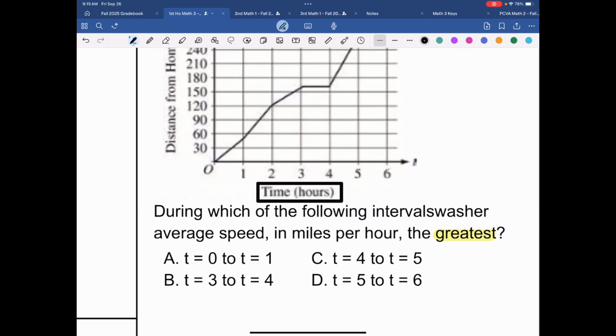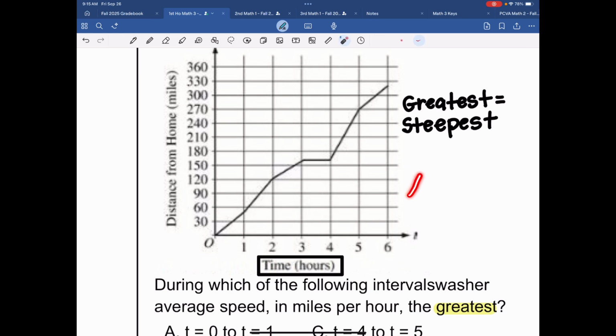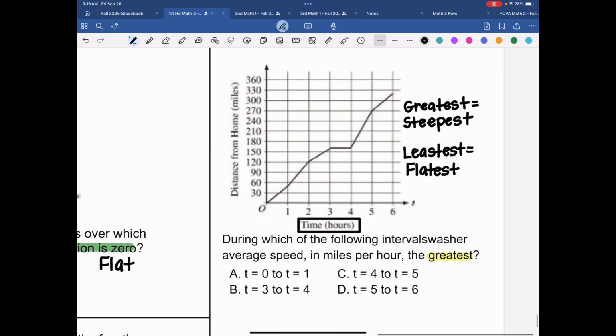So when we're looking at a graph, the greatest change is going to be the steepest change. It's going to be the steepest part that you're comparing. So steepness means which one is more vertical. Obviously, if I do this line, that line is steeper than this line, or even this line, because it's more vertical. If I'm looking at which one has the least amount of change, that's going to be the one that is the flattest. So the one that is more vertical is going to be the most change, and the one that's the flattest is going to be the least change.